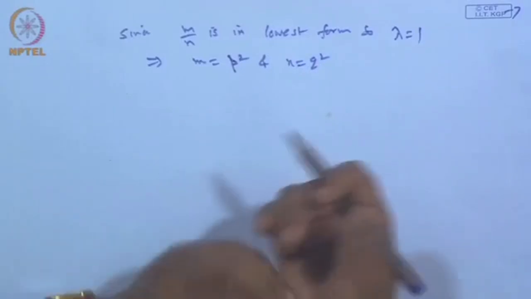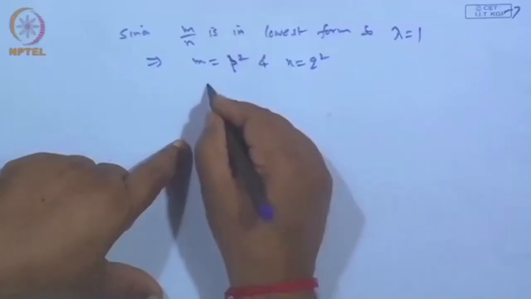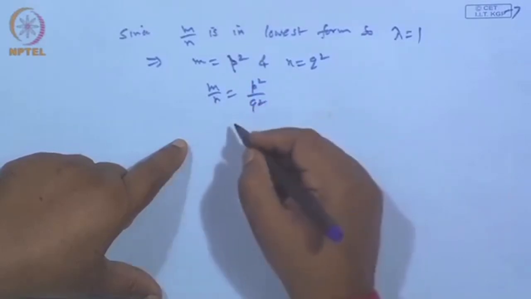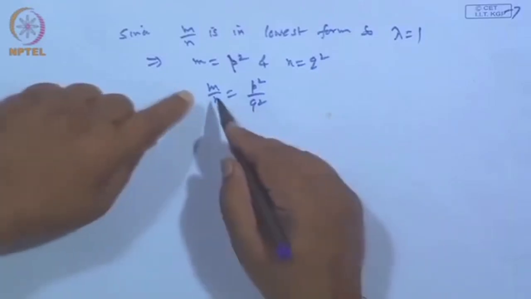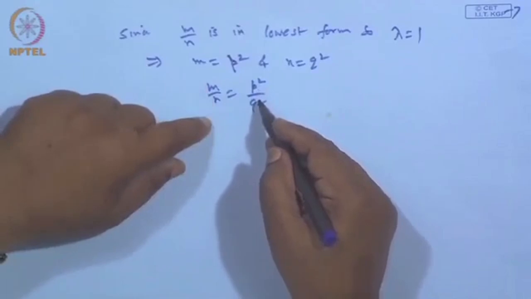What do you mean by this? It means m by n is nothing but p square by q square. So, if I take a square root, it comes out to be p by q. It means m must be the square of some number, m must be a perfect square, and n must be a perfect square.